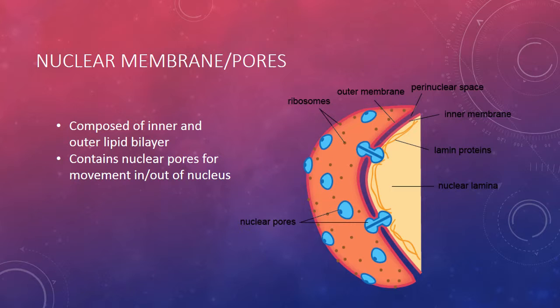The nucleus is surrounded by a nuclear membrane, also known as the envelope. This membrane defines the boundary of the nucleus and consists of an inner and outer lipid bilayer membrane. This membrane contains many nuclear pores which allow molecules to move in and out of the nucleus, essential for communication with the rest of the cell. These pores are protein-lined channels.